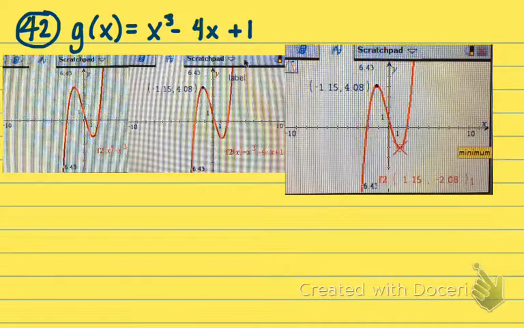All right, number 42 is a different set. It says use your graphing calculator to find all local maxima and minima and the values of x where they occur. Give the values rounded to 2 decimal places. So they give us this cubic function, and we graph it.